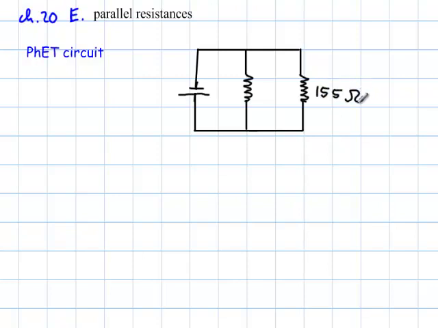and the other one is an unknown. Let's call this one R1, and we call this one R2. But what is given in the problem is that R total, or equivalent, is 115 ohms. Okay, well, this is parallel circuits.